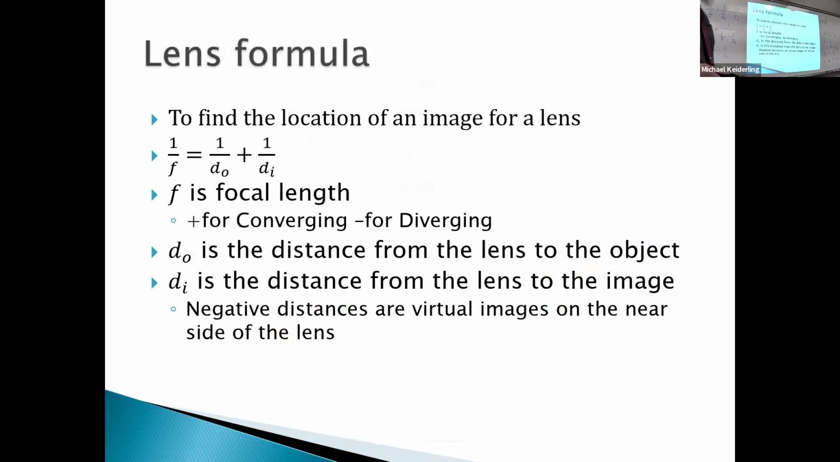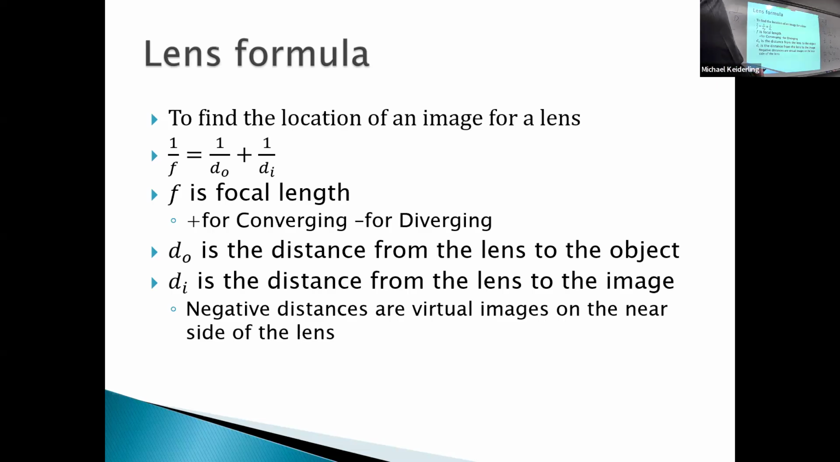The lens formula looks surprisingly similar to the mirror formula. It's exactly the same, but you just need to pay attention to where things are located for positive and negative. It's the only real difference. So f is the focal length. Focal length is positive for converging lenses, negative for diverging. Remember that a converging lens is convex, while a converging mirror is concave. Again, positive for converging, negative for diverging.